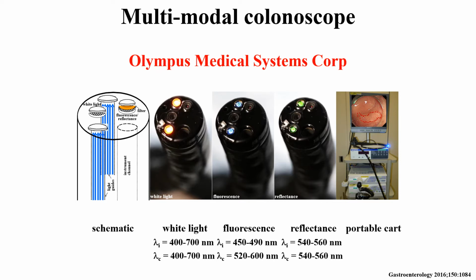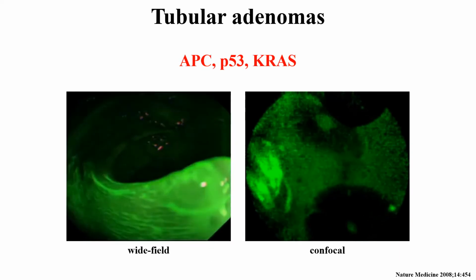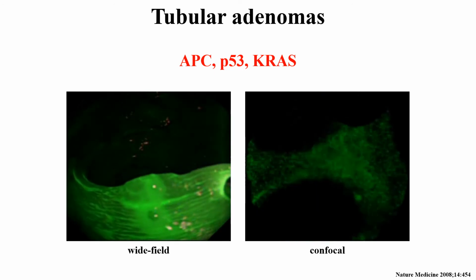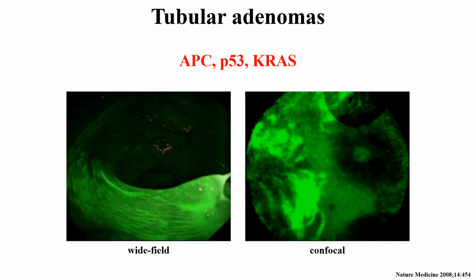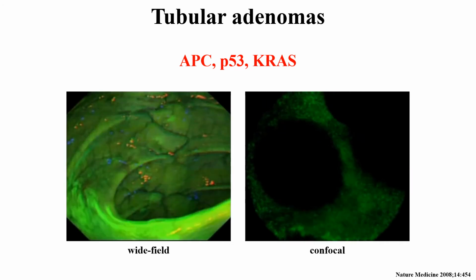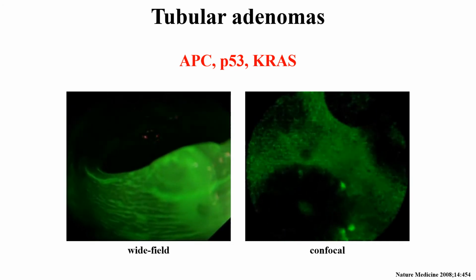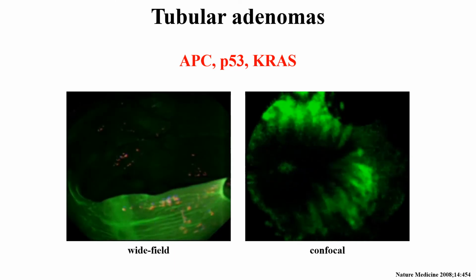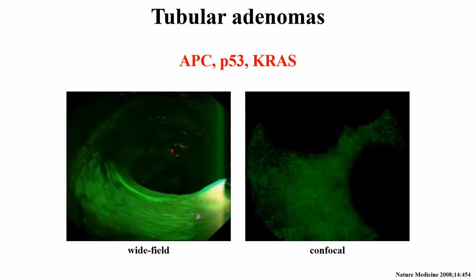Here's an example of how we can use confocal endomicroscopy. You can see the instrument coming out into the wide field image on the left and coming into contact with, this is a tubular adenoma.